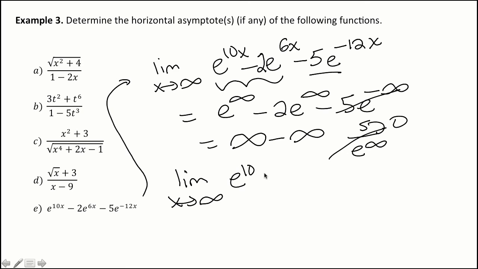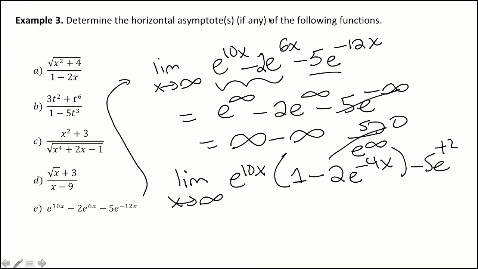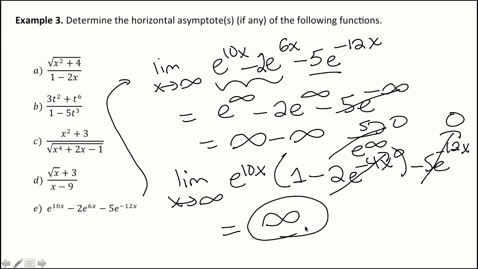So e to the 10x times, and we get 1 minus 2e to the negative 4x. And then we have minus 5e to the negative 12x. Okay, so this is going to go to 0, like we said. And now this is going to go to 0. And we're simply going to have infinity times 1, which is infinity, minus 0, which is infinity. So our limit is infinity.